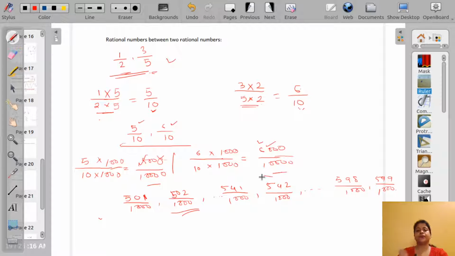Similarly, if we keep on multiplying with bigger numbers, we will get more and more rational numbers between half and 3 by 5. That means between two given rational numbers, there are infinite rational numbers which we can find very easily. Okay, now let us move to the next question.